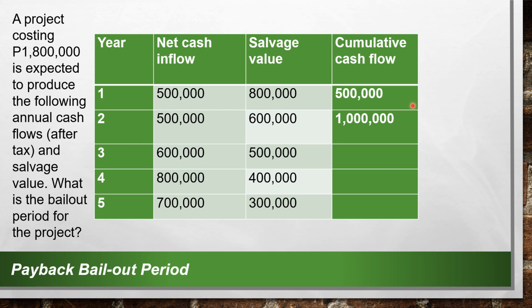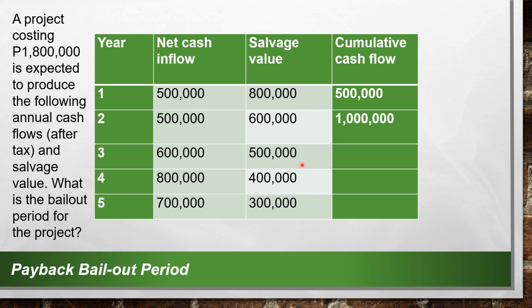So our cumulative cash flow for year 1, 500,000. For year 2, since 500,000 last year plus 500,000 this year, our cumulative cash flow would be 1 million. So we have a project costing 1.8 million. So meaning for this year, we need to get 800,000. But we have the salvage value here of 500,000.